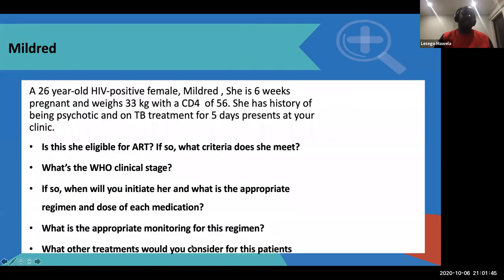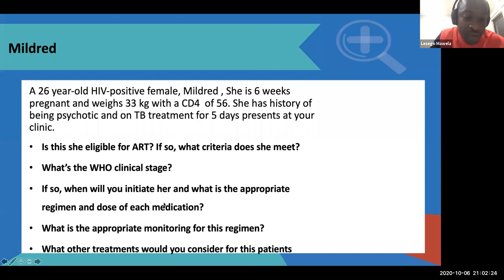So in summary, if you look at the regimen for Mildred, it will be abacavir 600 milligrams per os daily, plus lamivudine 300 milligrams per os daily as a fixed dose combination. Then you give lopinavir, ritonavir. If you opt to double the dose, it will be 800 over 200 milligrams per os BD. If you opt to prescribe additional ritonavir, it will be lopinavir, ritonavir 400 over 100 milligrams per os BD plus ritonavir 300 milligrams per os BD. I hope you are with me.